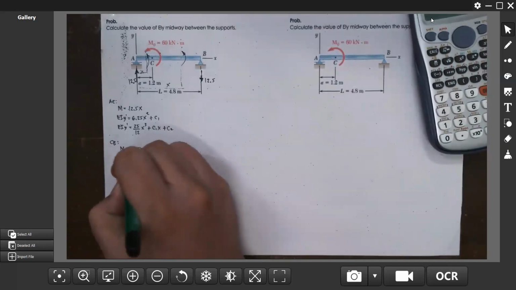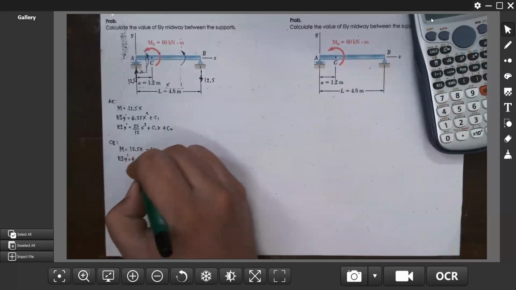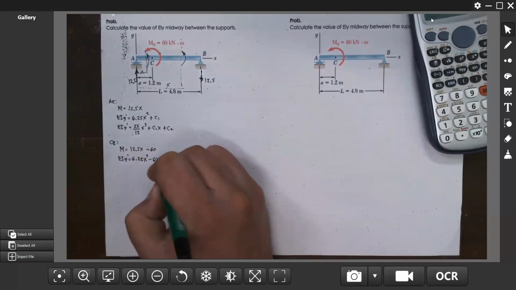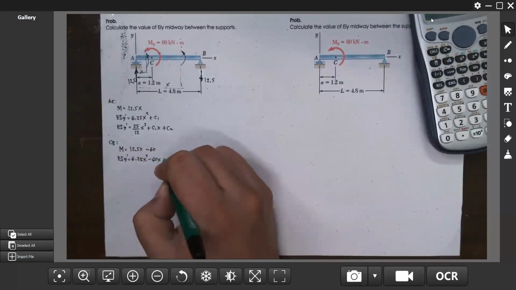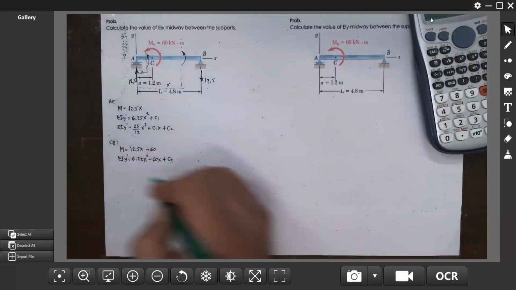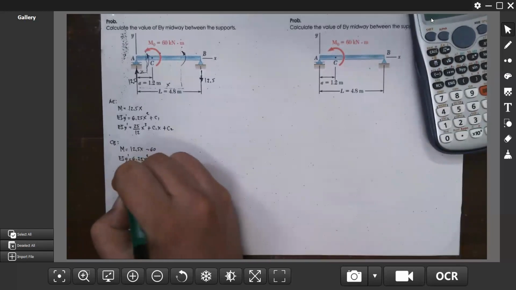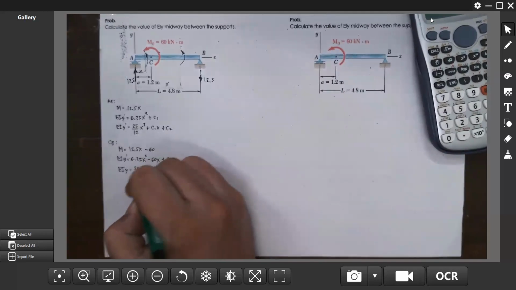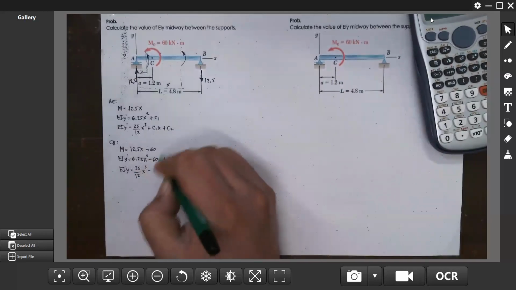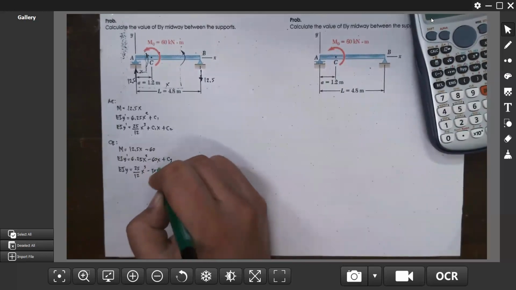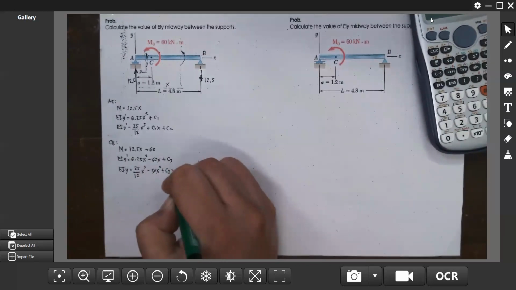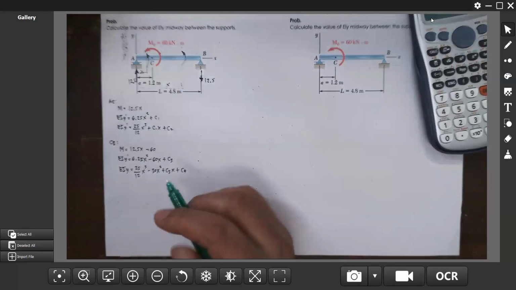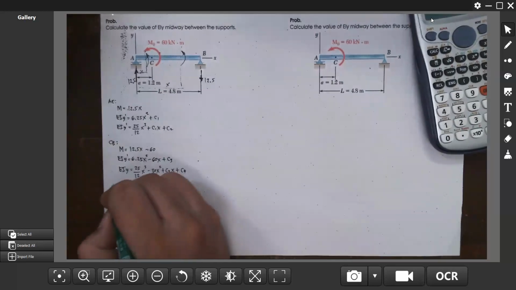So, integrate 12.5, 6.25 x squared minus 60x plus C3, and then EIY equals 25 over 12 x cubed minus 60 x squared over 2, so you have 30, plus C3x plus C4. And then after this, boundary conditions.